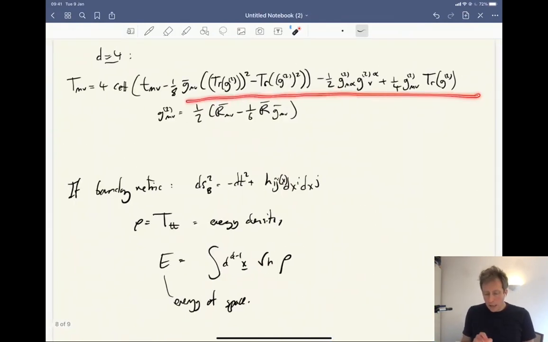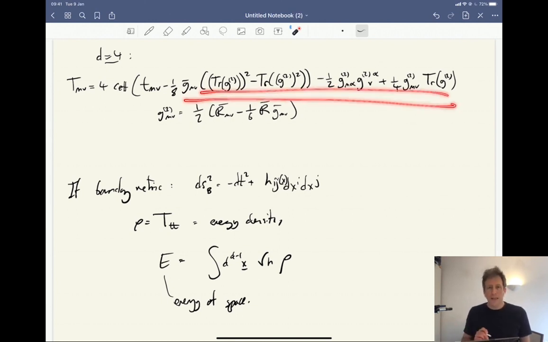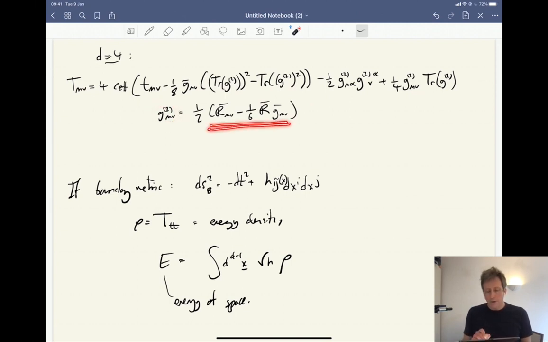So I won't dwell on this. You can pause your video and work it out. Kostas Skenderis has some nice lecture notes on this, from around 2000, called lecture notes on holographic renormalization. So you can get more details there. But in particular, this term g2 is actually constructed from the boundary metric like this in 4 dimensions.